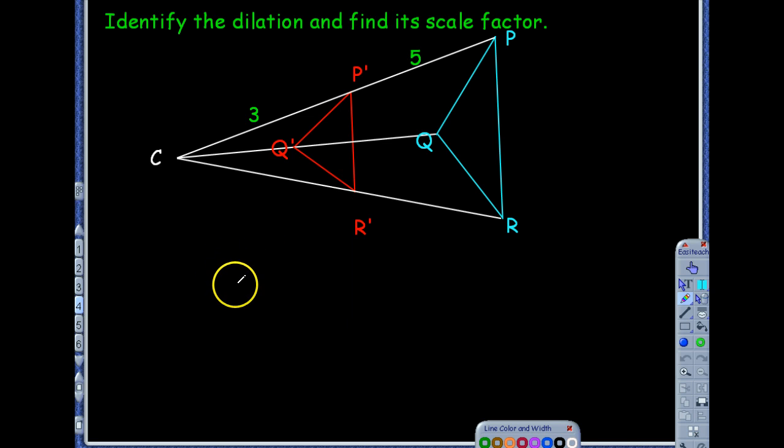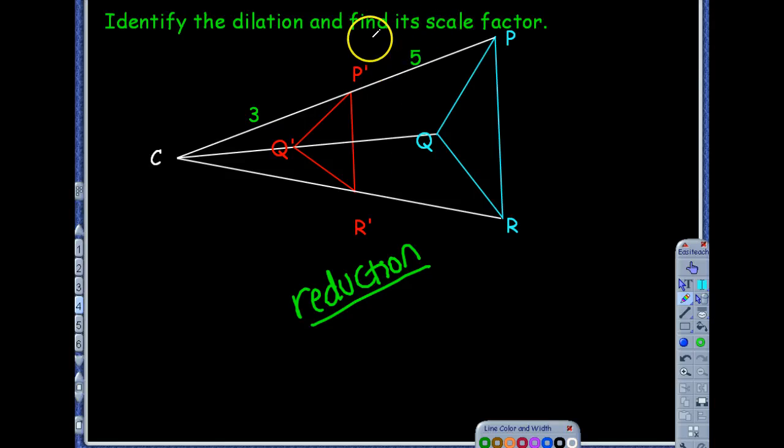Now, just by looking at it, I'm not even going to do any work yet. Does it look like my image is getting smaller or larger? It's getting smaller, so it'd be a reduction. This is a reduction. Now, I like that you said that, because now that I know it's a reduction, I know the scale factor is going to be somewhere between 0 and 1. Exactly. Okay, now, they do ask us to find its scale factor.